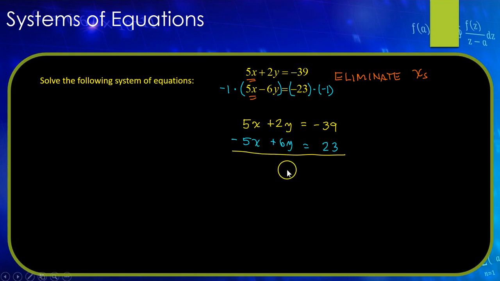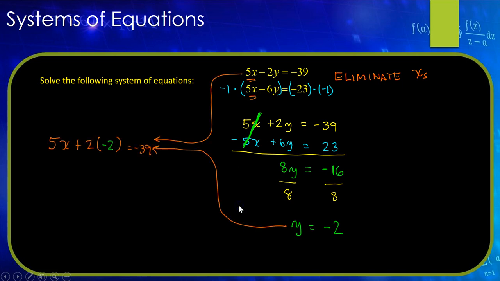When I add the two equations together, the x's do cancel. I'm left with 8y equaling a -16. Dividing both sides by 8, I get that y equals -2. I then go back to one of the original equations. In this case, I did choose the top equation.